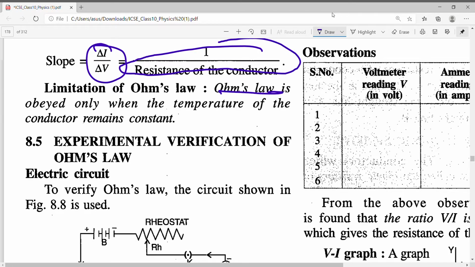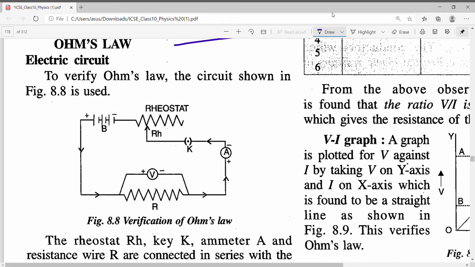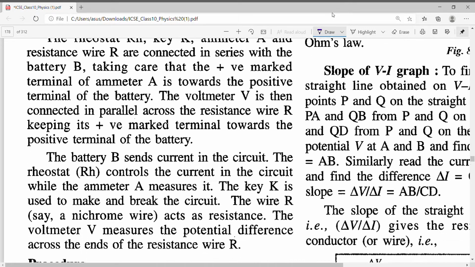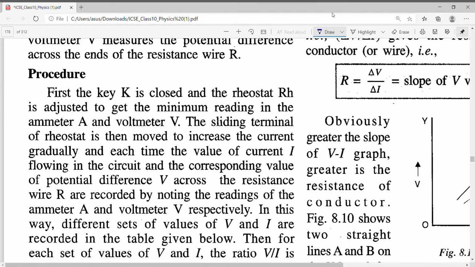Ohm's law is obeyed only when the temperature of the conductor remains constant, and I have explained this to you when I was finding the resistance, right? Now, experimental verification of Ohm's law. So there's an experimental verification of Ohm's law. You can all do it by yourself. If you still need my help, then tell me. I'll surely make a video for that, right?